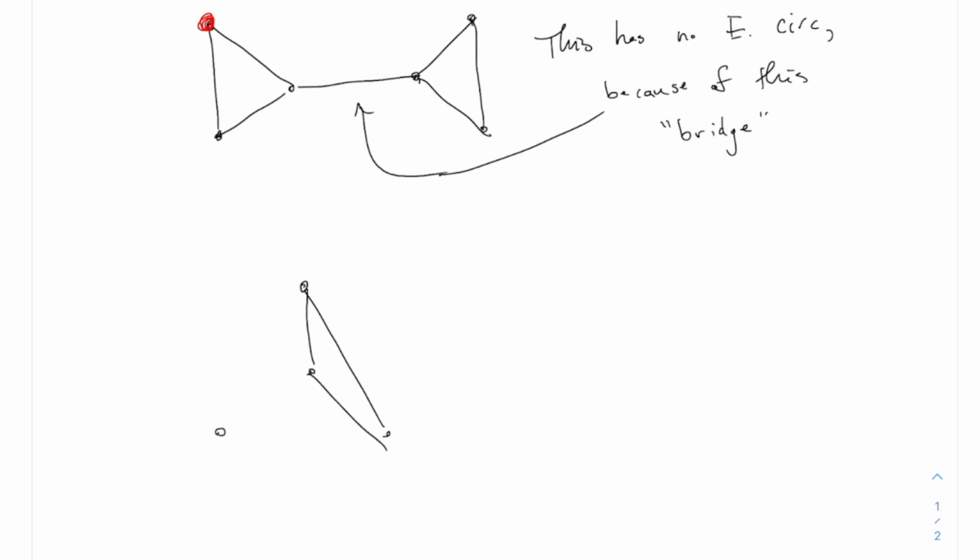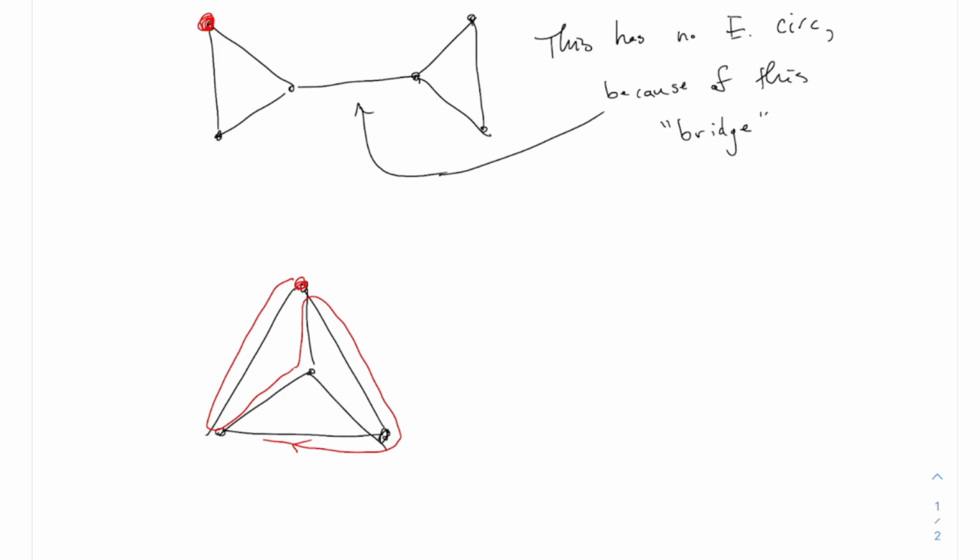If I make this kind of thing, all right? That one also has no Euler circuit. You can just try and play around with this. If I start up here, maybe I try and go like this, come back here, up there, down there. I'm going to get stuck eventually, right?